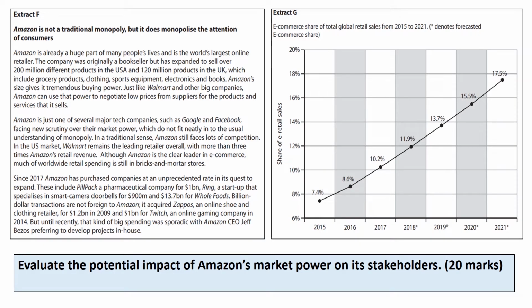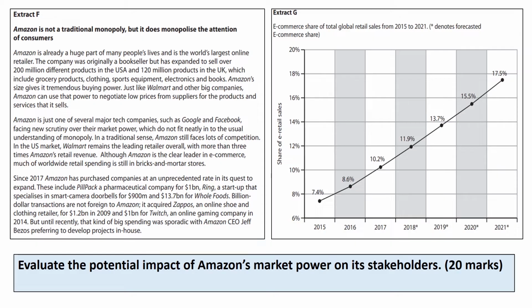Amazon is not a traditional monopoly, but it does monopolize the attention of consumers. Amazon is already a huge part of many people's lives and is the world's largest online retailer. The company was originally a bookseller, but has expanded to sell over 200 million different products in the USA and 120 million products in the UK, which include grocery products, clothing, sports equipment, electronics, and books.